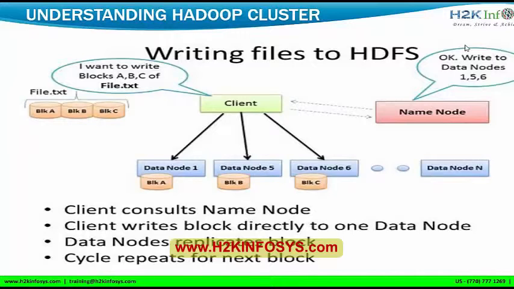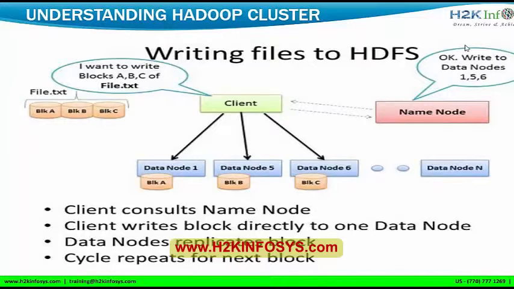Now again, the client will go to the name node and say, okay, I have divided all the blocks, where and how should I write these blocks? So the name node will say, okay, write block A to data node 1, write block B to data node 5, and write block C to data node 6. They will say that. Okay.